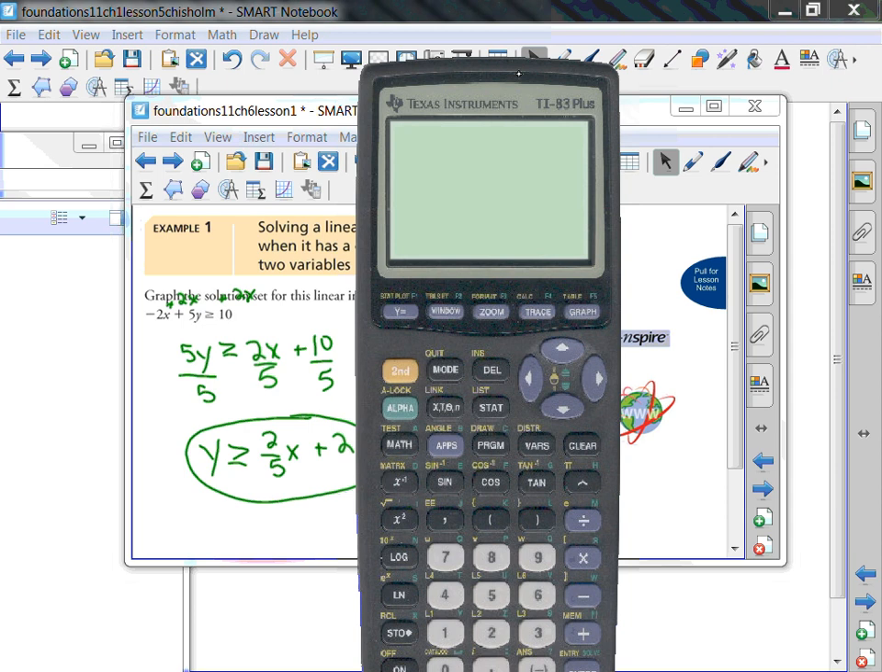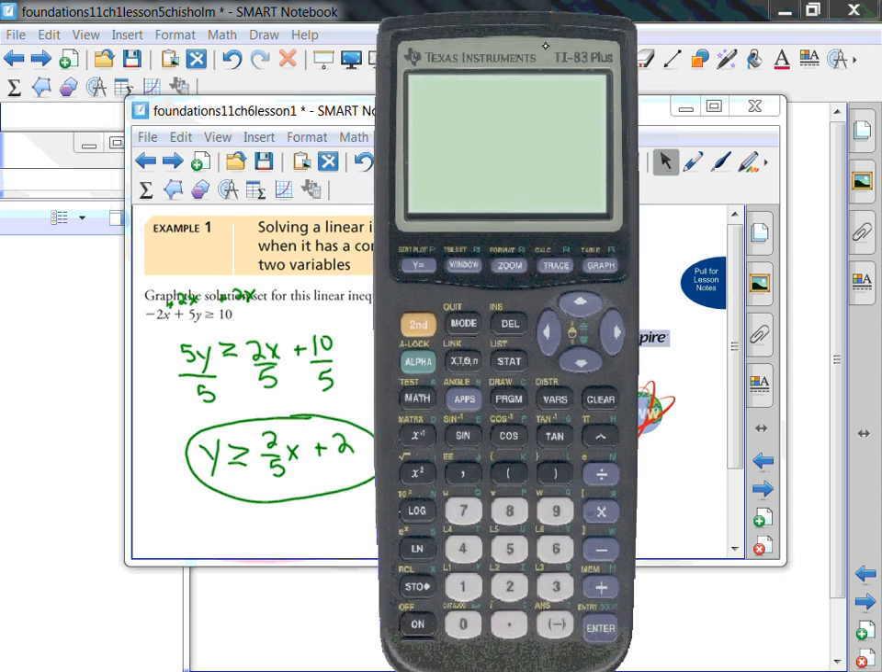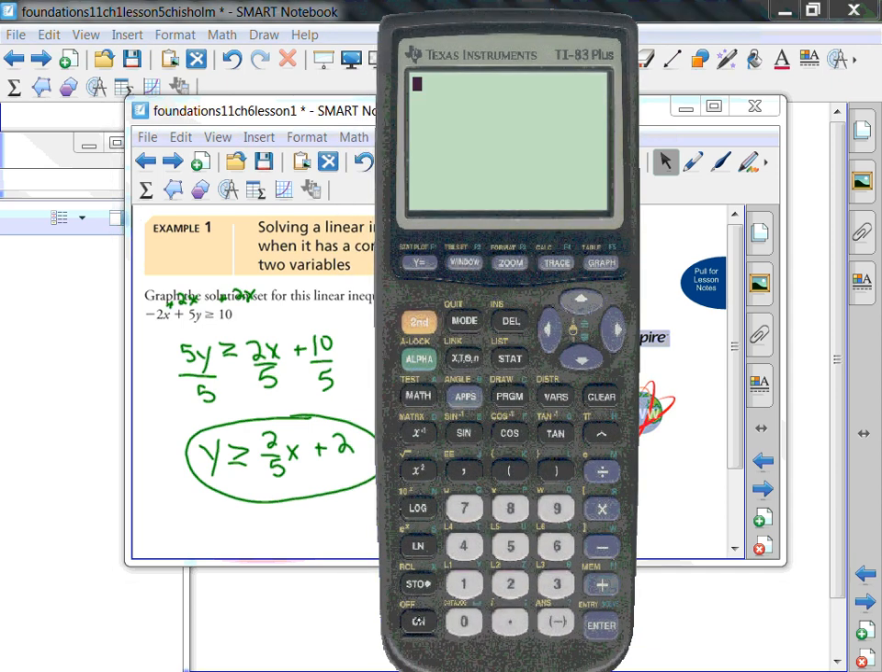So I'm going to pull my graphing calculator front and center here, and turn that on. Now we're going to go into our y equals function. And I want you to put in this function, 2/5 x plus 2. So we will go 2 divided by 5 x plus 2. Now this is going to graph the linear equation, which is just going to give us the boundary line.